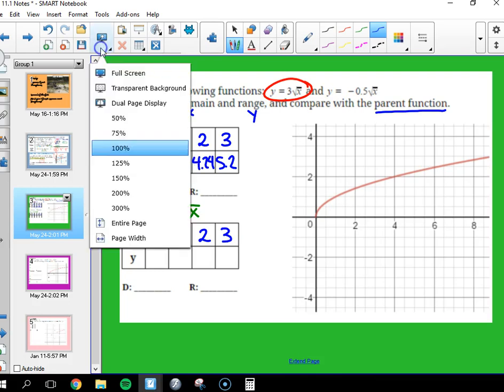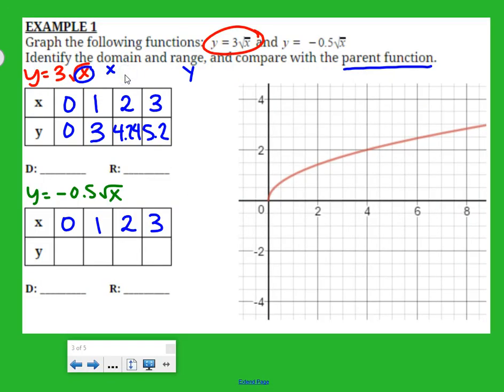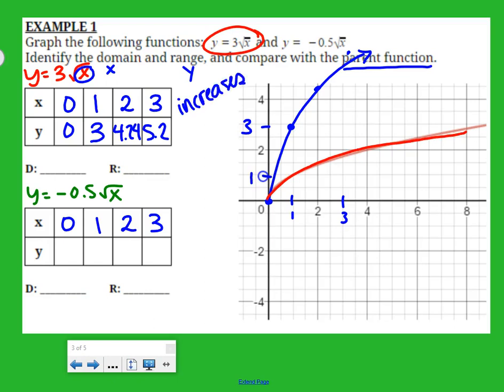Now to put this on the graph, we just can estimate the best we can. So this is kind of every other. So here's 1 and here's 3. Just plot the points the best you can. We've got 0, 0, 1, 3, 2, 4.24, so that's going to be up here. And then for 3, 5.2, that's going to be more up here, off our graph. So if you look at that graph, it's increasing a lot faster than our parent function. So for the comparison, we could say it increases faster.